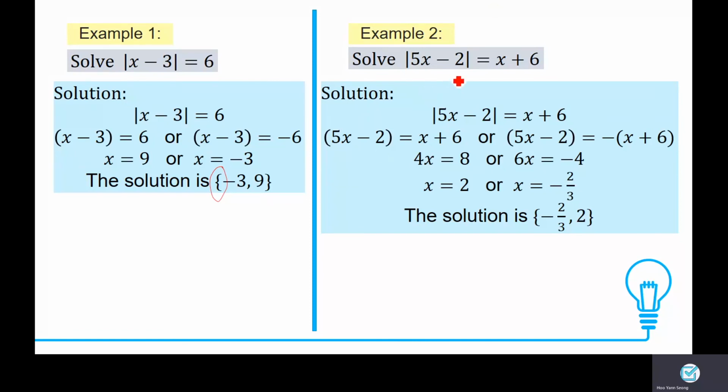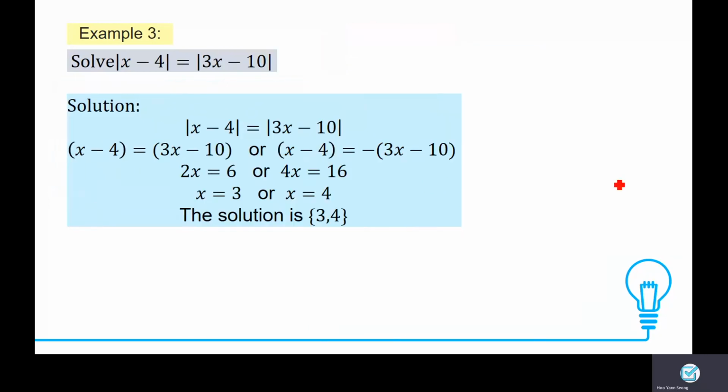Okay, the second one will be the same. The first thing we need to do is handle the absolute value. By the definition, the expression will give you one case which is positive x plus 6, and another which is negative (x plus 6). Then you solve for x, and you will get your answer.